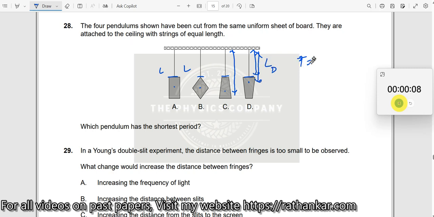So, we know that T is equal to 2 pi root of L by g. As the value of L decreases, the value of T also decreases. So, therefore, shortest period. So, D is the right answer.